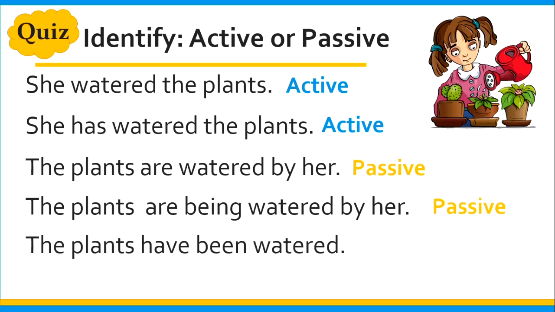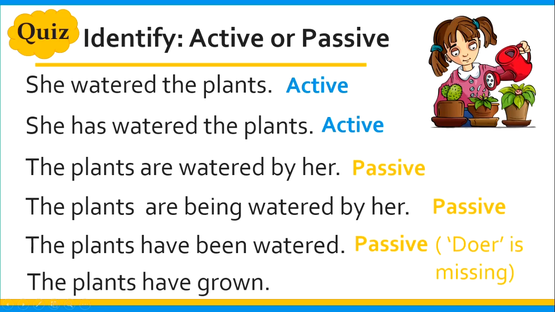Next, the plants have been watered. Is it active or passive voice? If you see here, the subject is not performing the action. Instead, it is the receiver of action. And so we say it is passive voice. And also, an important thing to see here is that the doer is missing. That is, by her we have omitted.